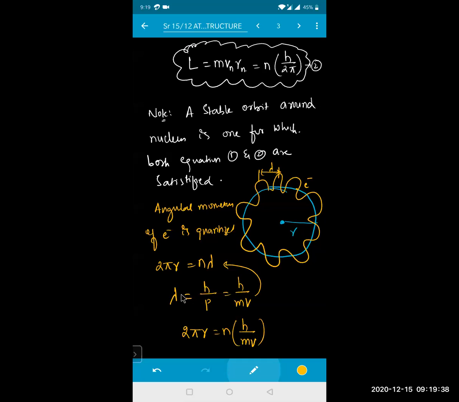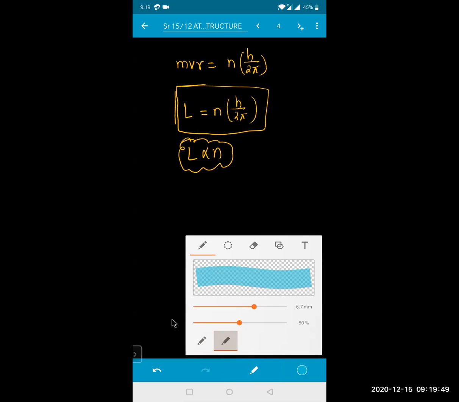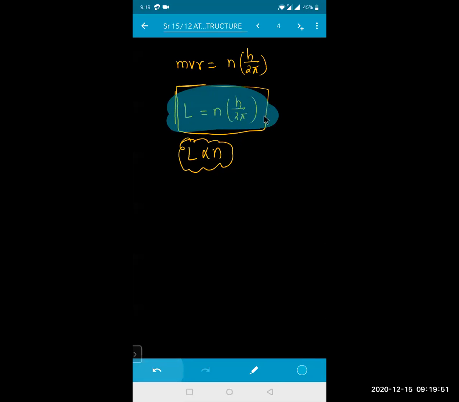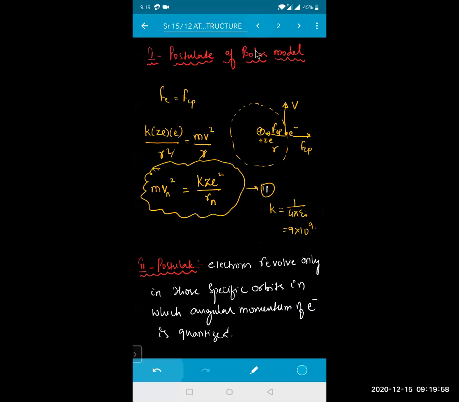So substituting this value of lambda, we get 2 pi r is equal to n into h by m into v. Taking m into v to the other side, mv into r is equal to n into h by 2 pi. So angular momentum is equal to n into h by 2 pi. This is a very important relation, the very important equation for your competitive examinations. And this is your postulate.